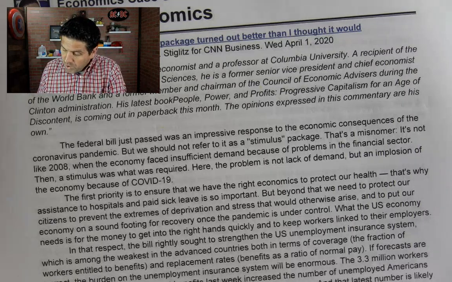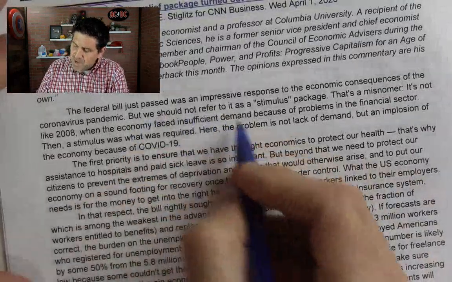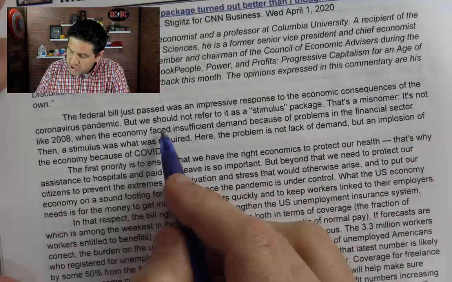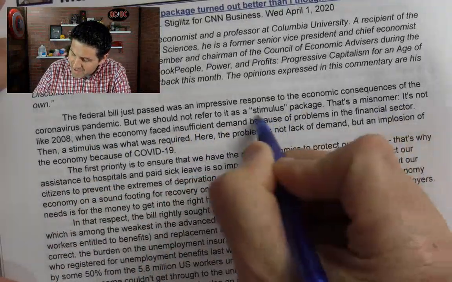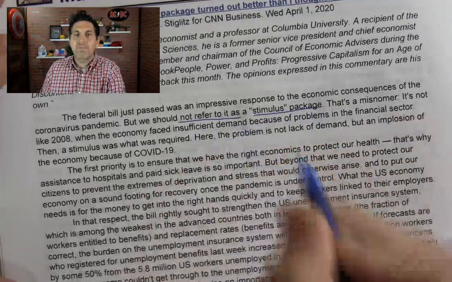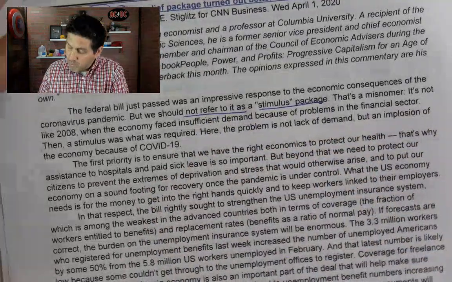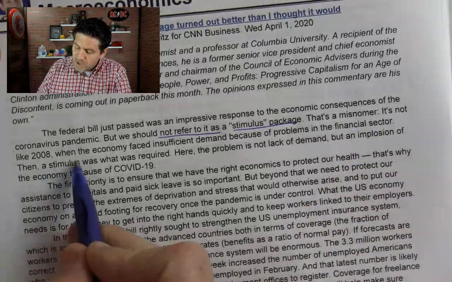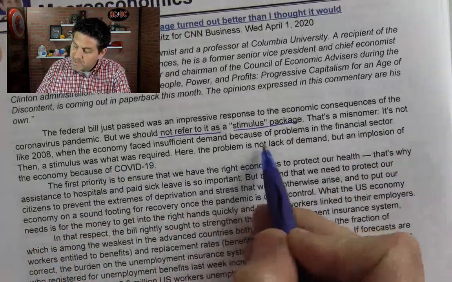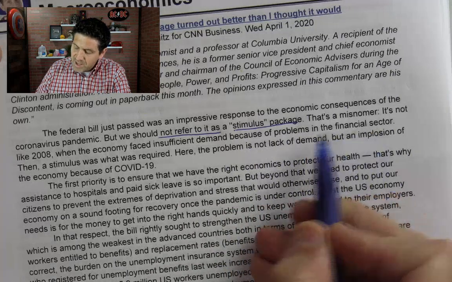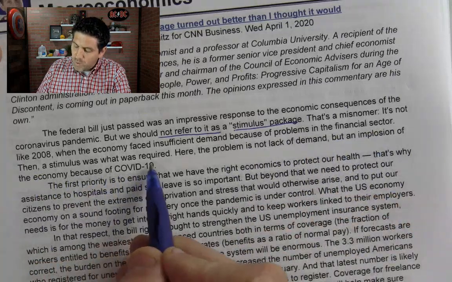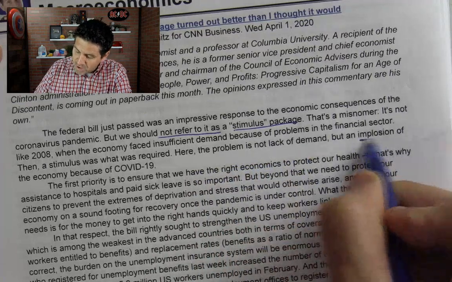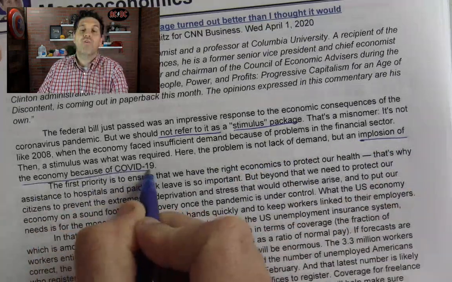So here we go. The federal bill just passed is an impressive response to the economic consequences of the coronavirus pandemic. We should not refer to this as a stimulus package. Ooh, there's the first question. Here it comes. He says we should not call this stimulus. Why? That's a misnomer. It's not like 2008, when the economy faced insufficient demand because of problems in the financial sector. Then a stimulus was what was required. Here, the problem is not a lack of demand, but an implosion of the economy because of COVID-19.